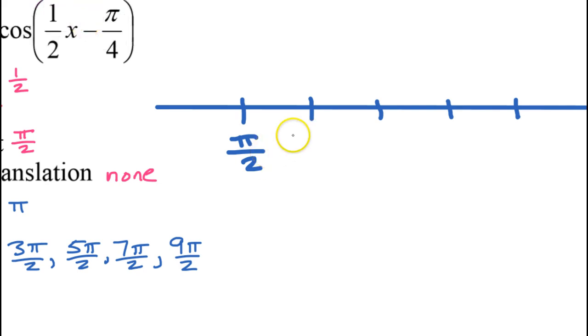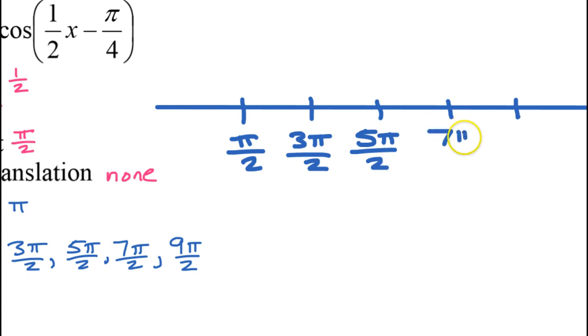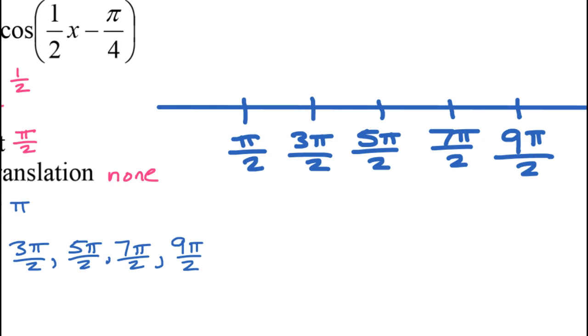Okay, so here I have 3 pi over 2 and 5 pi over 2, 7 pi over 2, and 9 pi over 2. Sometimes you have to reduce, but none of these happen to reduce.